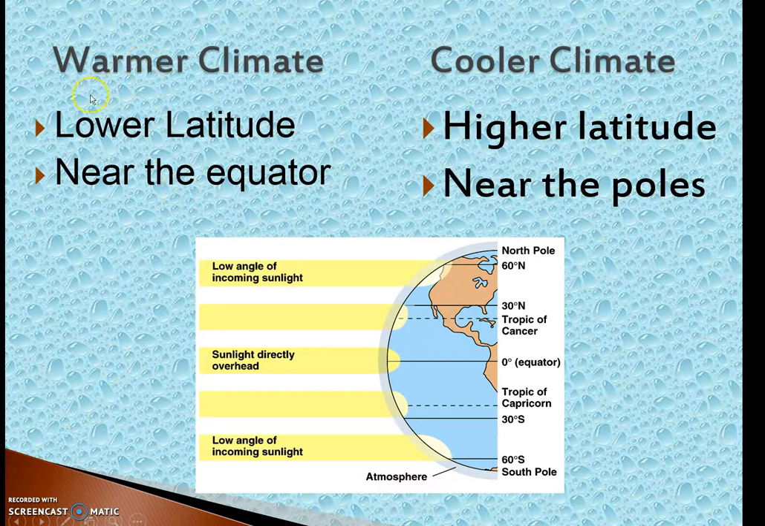So a warmer climate has a lower latitude and is near the equator. Colder climates are at a higher latitude near the poles, because again, that low angle of the incoming sunlight.